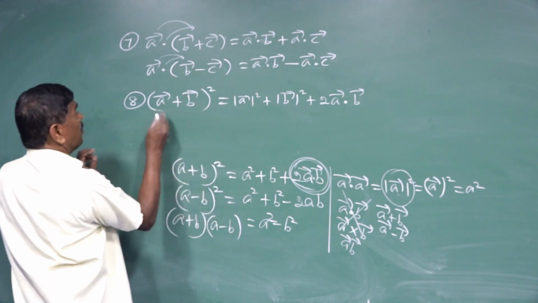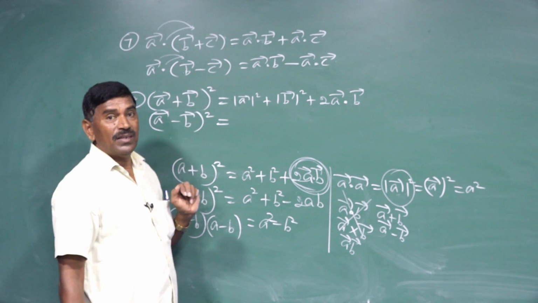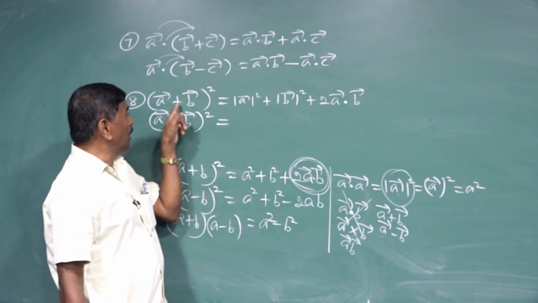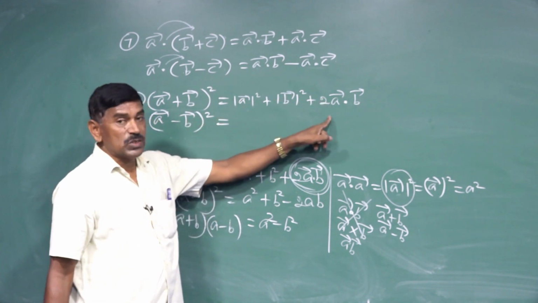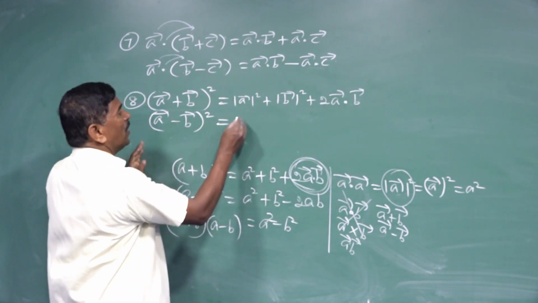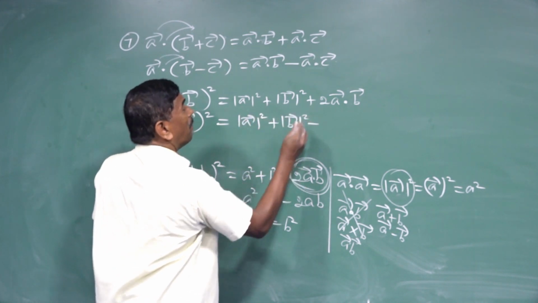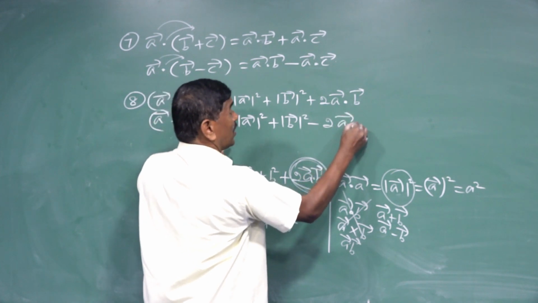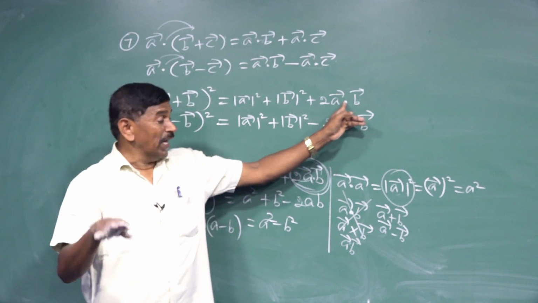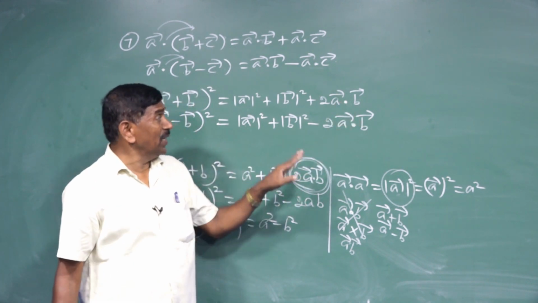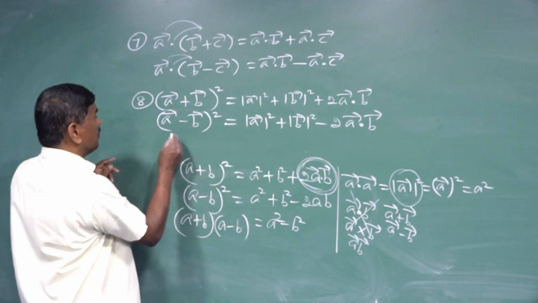Similarly, can you tell me what is A vector minus B vector the whole square? Yourself. What is the difference? Very good. Here plus, here minus. That means plus 2ab, minus means minus 2ab, remaining all same. So modulus A vector square plus modulus B vector square minus 2 A vector dot B vector. That is important. Here the dot is important. In algebra, just 2ab, but in vector algebra, 2 A vector dot B vector.